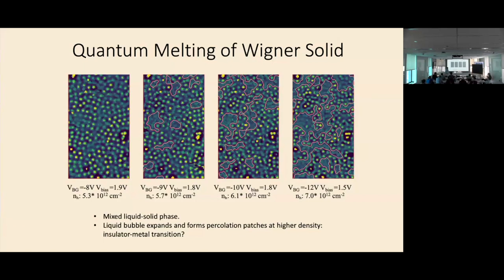So, a quick question about the metallic gate that you have to control the doping. How far is it from the sample? Are you worried about the screening effect of that gate? Yeah, that's a very good question. Right now, for these samples, the gate is maybe 20 nanometers away.